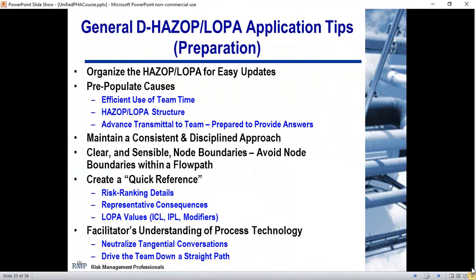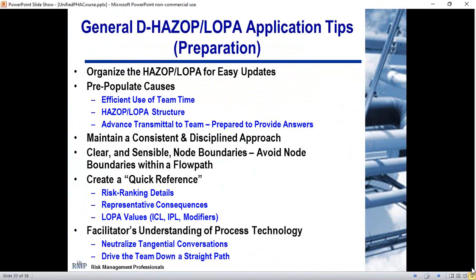You can tell the team, hey, let's work through this HAZOP and LOPA as efficiently as possible. Go ahead and be prepared to answer questions and tell us what the process dynamics are so that we can quickly home in on whether there are weaknesses after developing the scenarios. Okay, maintaining a consistent and disciplined approach.